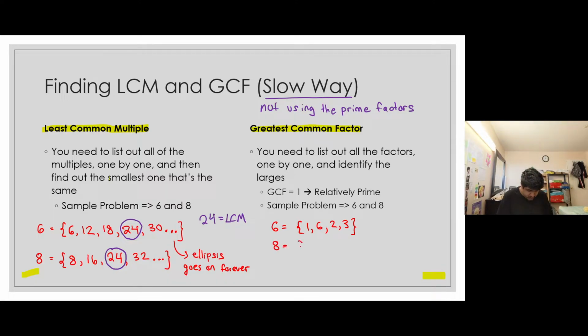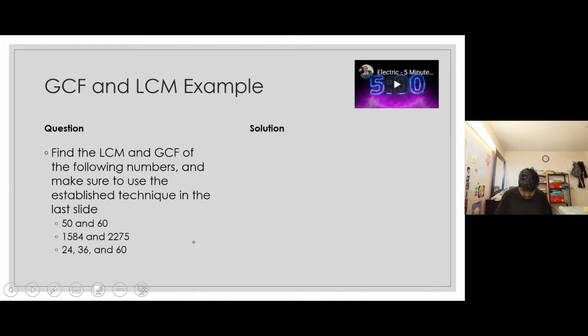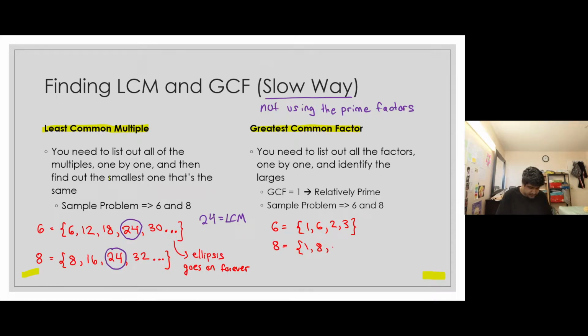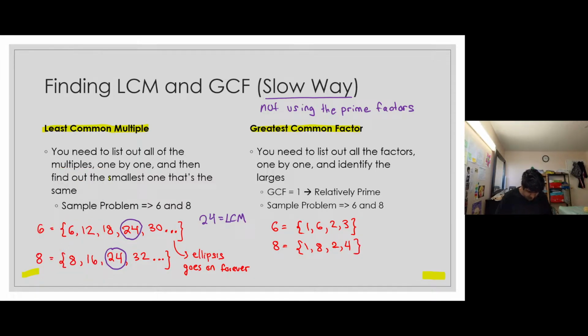For 8, we have a similar story where we have 1 and 8. We have 2 and 4. 8 is not divisible by 3, and 4 is right there, so we don't need to do any more. So let's just close that off. There we go. And notice that there is no ellipsis here.